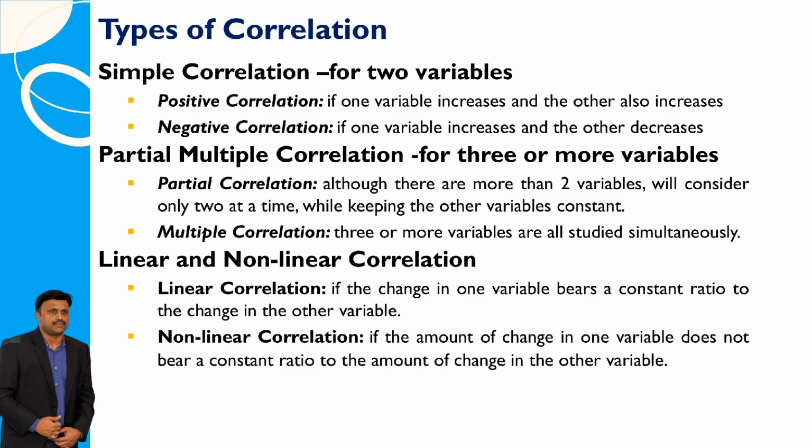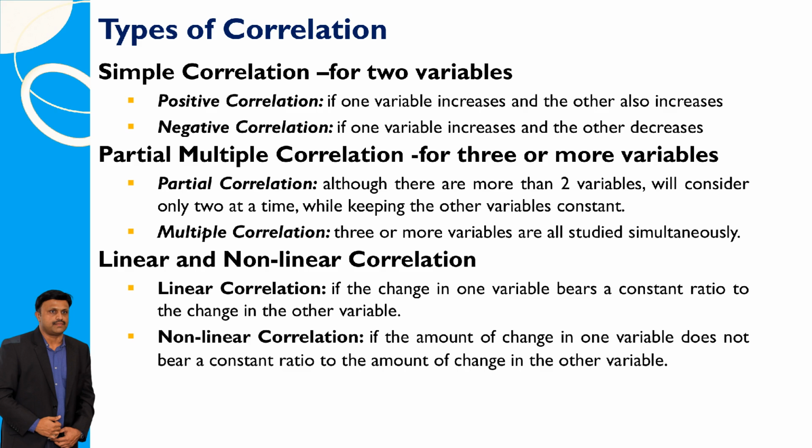Simple correlation refers to the relationship between two variables, where a positive correlation occurs when both variables increase together, and a negative correlation occurs when one variable increases while the other decreases. Partial multiple correlation involves three or more variables, where partial correlation focuses on the relationship between two variables while holding others constant, and multiple correlation examines all variables simultaneously.